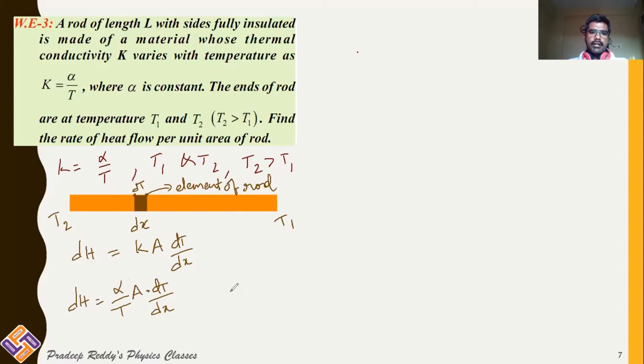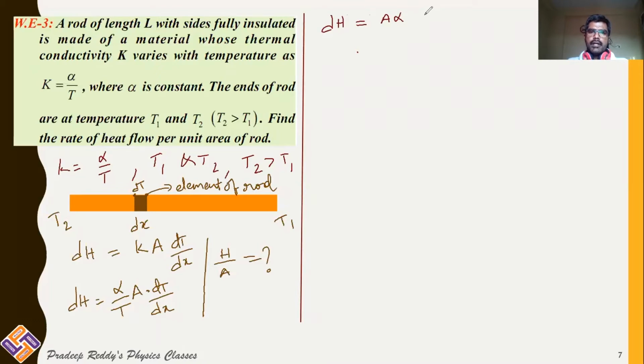I want to find out the rate of heat flow per unit area of the rod. That means H divided by A is equal to how much? This is what you are supposed to find. In order to find the rate of heat flow, I'll just integrate the above equation. We have dH is equal to A alpha into dT divided by dx into 1 by capital T.